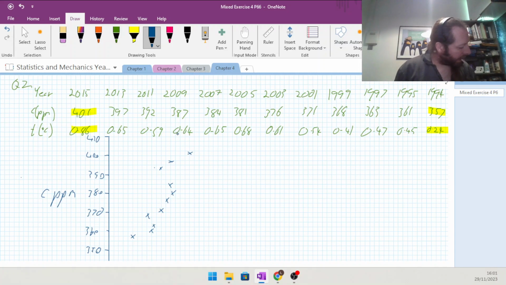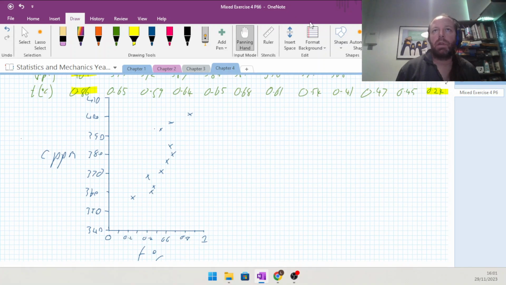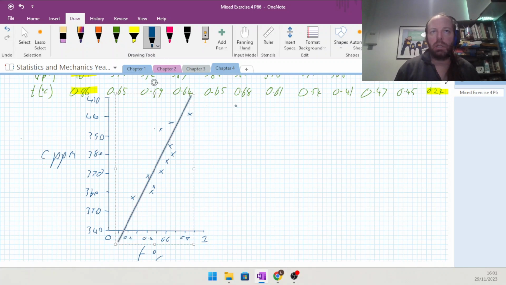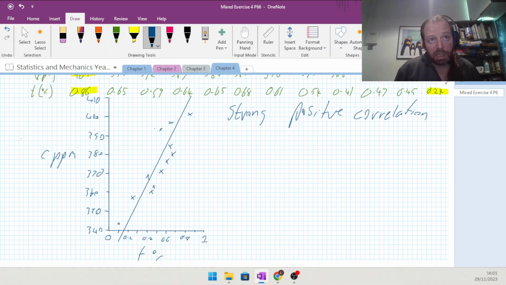Okay, part B, describe the correlation. Okay, so if you were to put a very rough line of best fit onto that, it would be a positive line like that, and so it is a nice and strong positive correlation. Okay, it's strong because the slope of that line is greater than 1. It's not like really sagged down there. Okay, so that was part B.